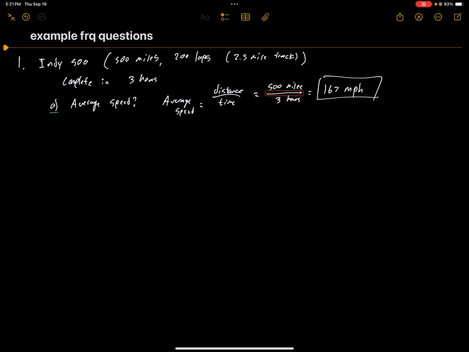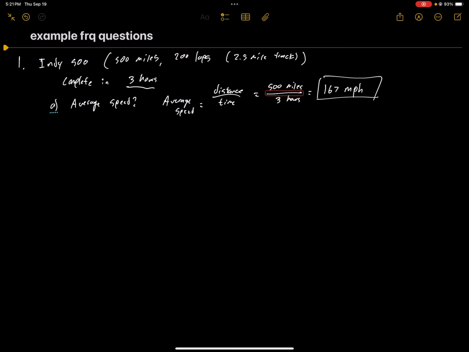So the first problem, I already have the first part written down, and we'll go over it in detail. Let's imagine that we're racing in the Indy 500. For those who don't know, the Indy 500 is a 500-mile race, 200 laps, and each lap is 2.5 miles. Now let's say we complete it in 3 hours.